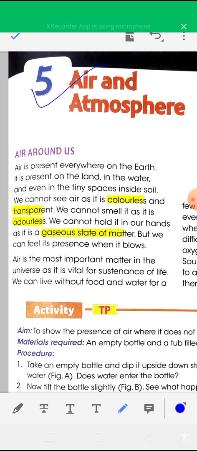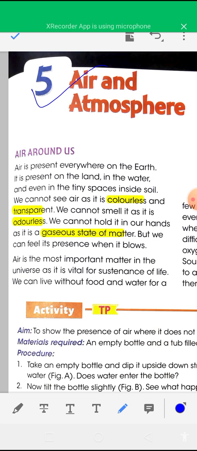So what is air? Air is a mixture of different gases in which, to some extent, impurities and dust particles are present. Now see the characteristics of air. Air is a colorless, transparent and odorless substance. It is a mixture of different gases, and it is the gaseous state of matter. Air is present everywhere on the earth. It is present on the land, in the water, and even in the teeny spaces inside the soil.